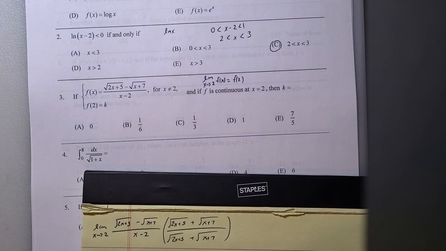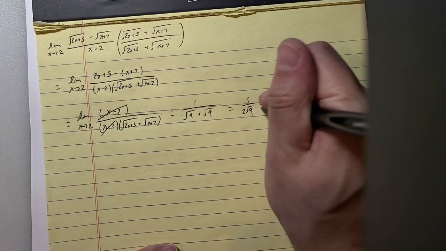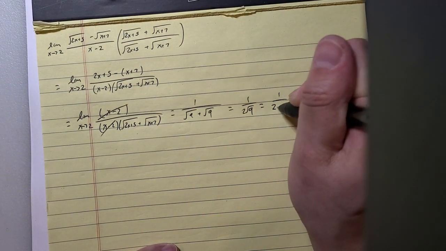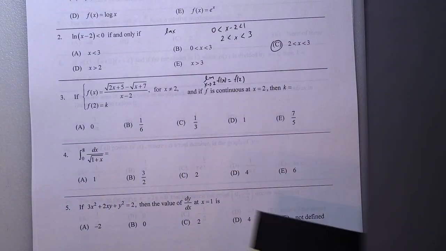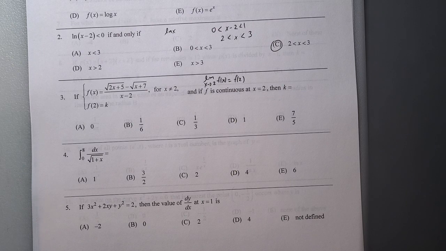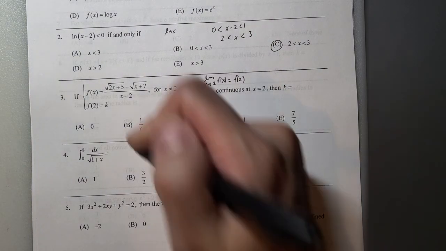Do we have that as an answer? Well, actually, we can simplify, because root 9 is 3, which gives one sixth. A sixth, that is B. Okay, let's circle that.